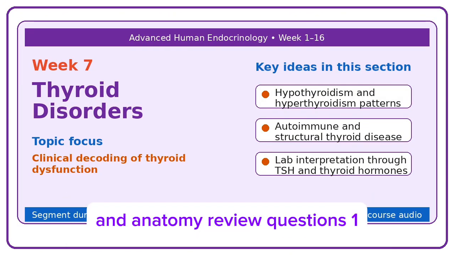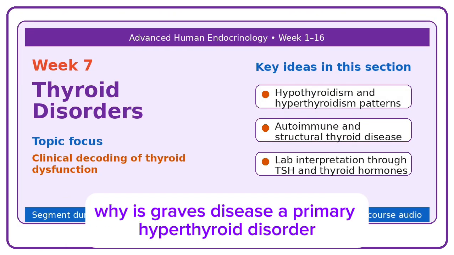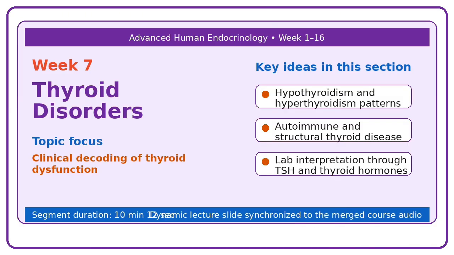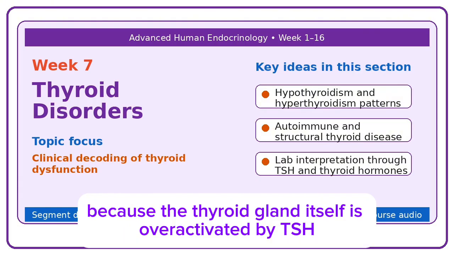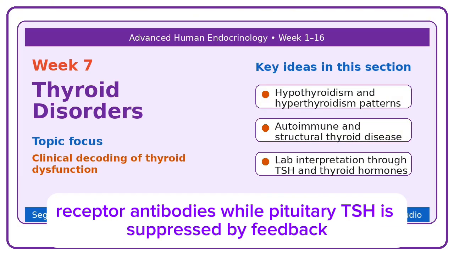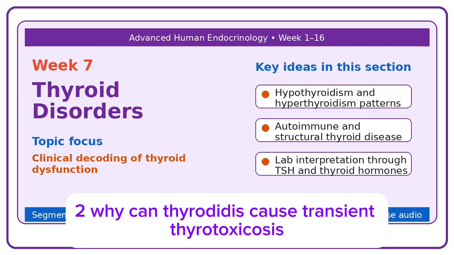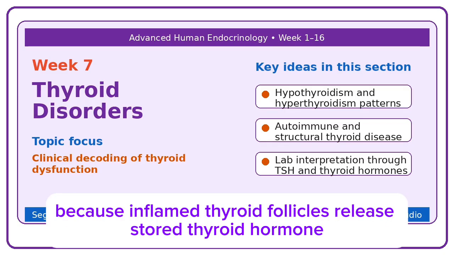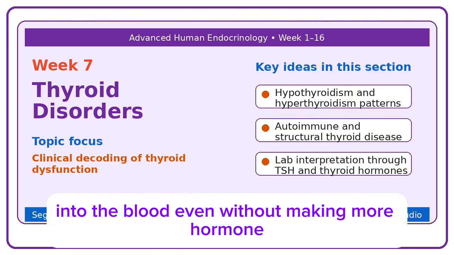Review questions. 1. Why is Graves' disease a primary hyperthyroid disorder, even though TSH is low? Because the thyroid gland itself is overactivated by TSH receptor antibodies, while pituitary TSH is suppressed by feedback. 2. Why can thyroiditis cause transient thyrotoxicosis? Because inflamed thyroid follicles release stored thyroid hormone into the blood, even without making more hormone.